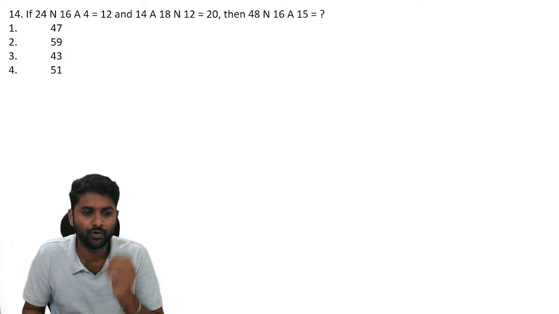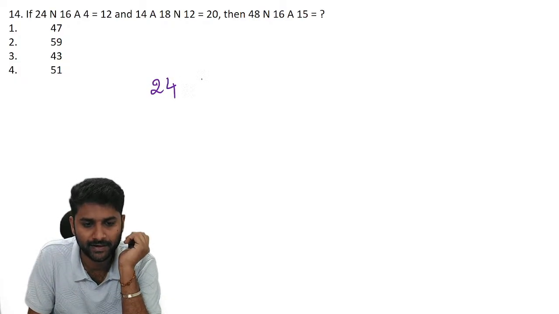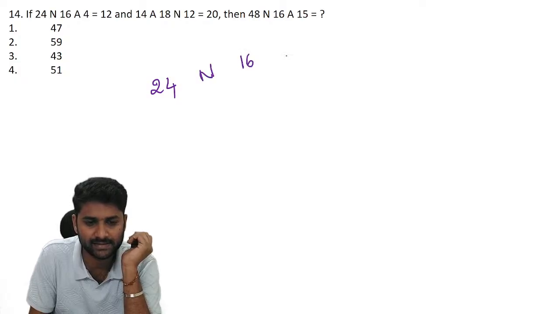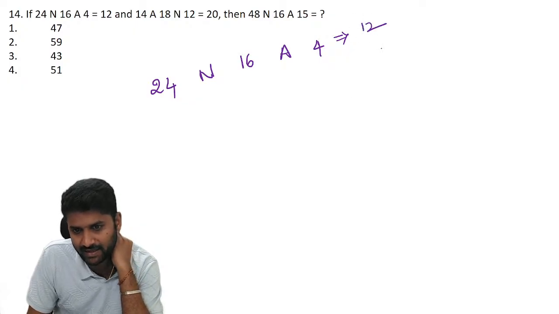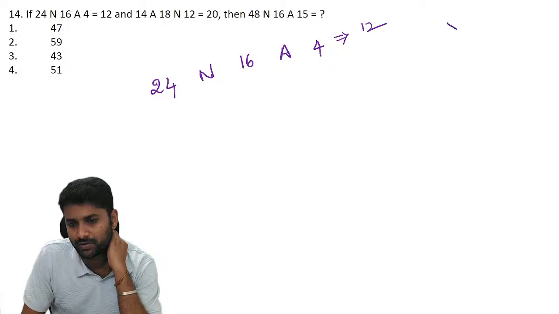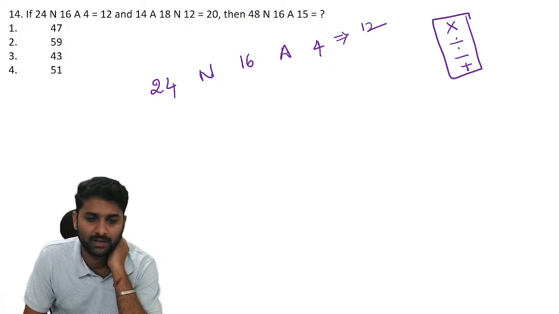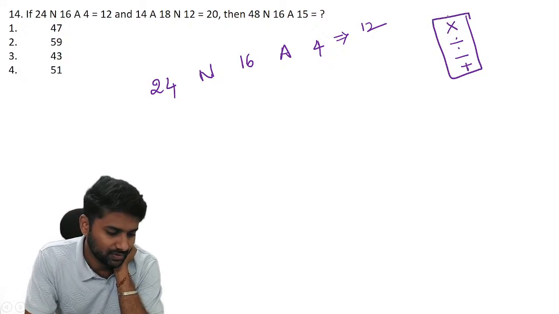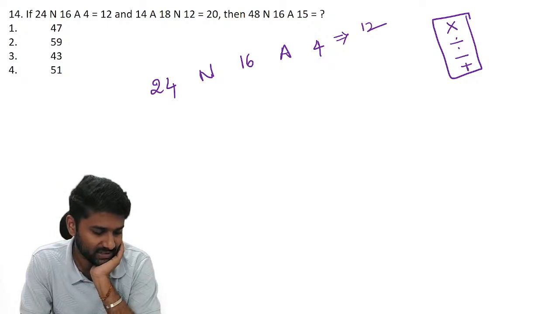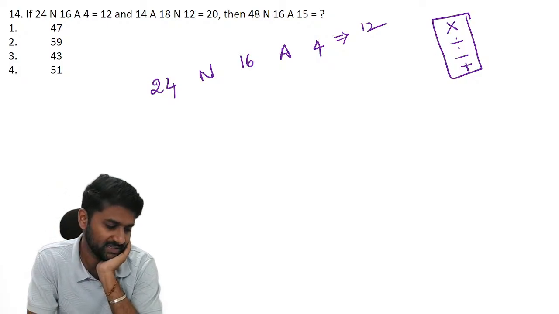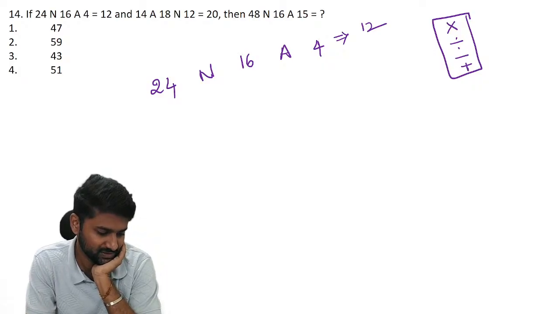Now see 24n, 16a4. Which of the mathematical operations should replace n and a so that we get the resultant of 12? You can use multiplication, division, subtraction, and addition. You can go with a trial and error method to replace n and a to get the resultant of 12 on the other side.